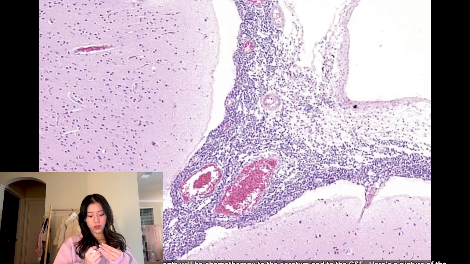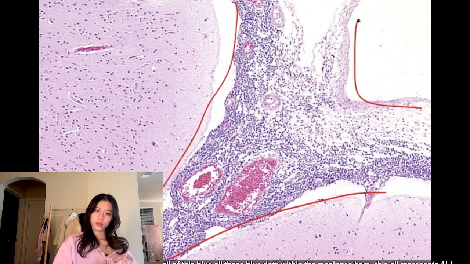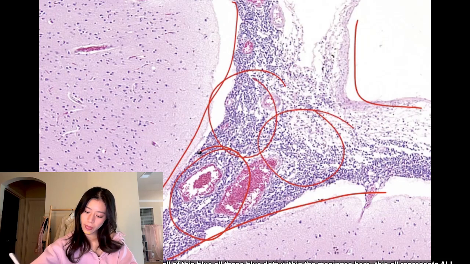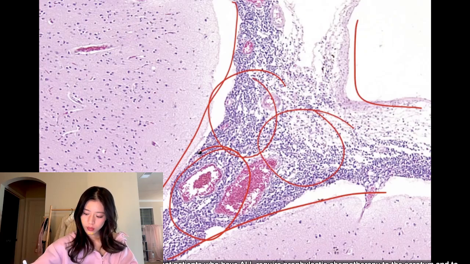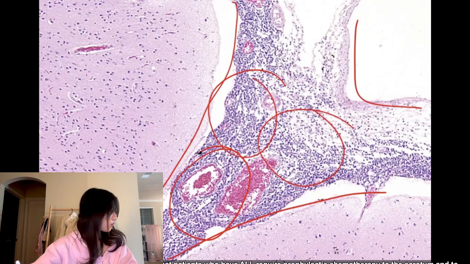Here's a picture of the meninges of the brain. This represents the meninges, and all these blue dots within the meninges represent ALL. Again, I just put this picture here to remind you that patients who have ALL require prophylactic chemotherapy to the scrotum and to the CSF.